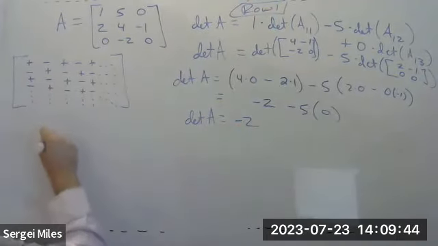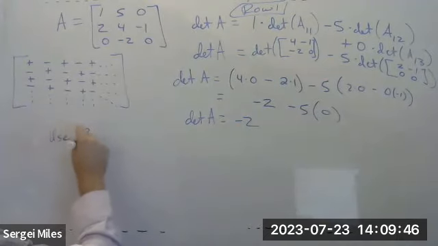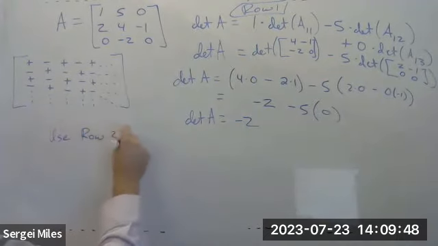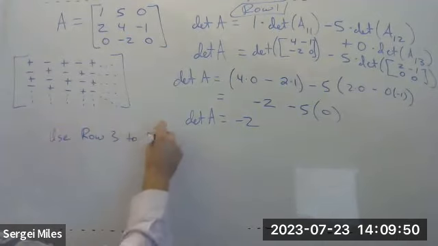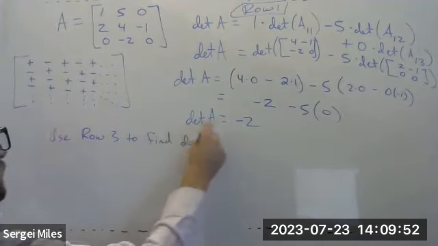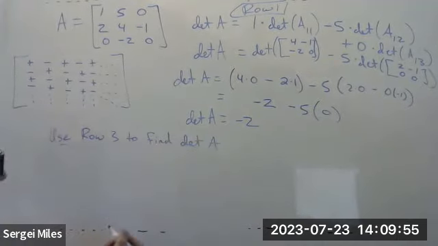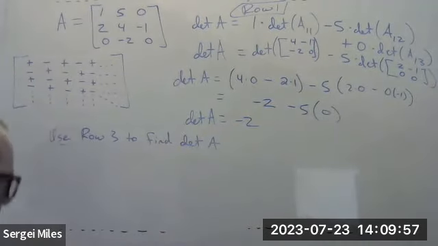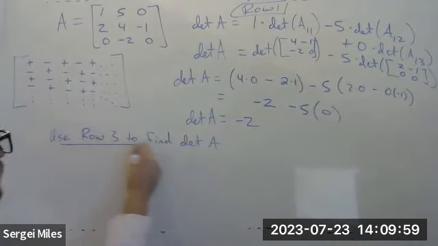Well, what if instead I use row 3 to find the determinant of the matrix? My blue marker is dying. This is brand new, too. That's disappointing.